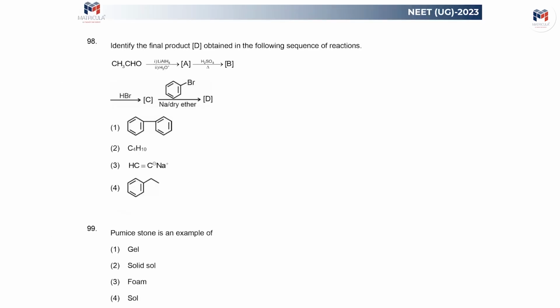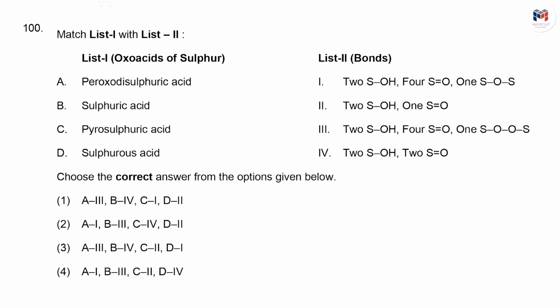Question number 98. Identify the final product D obtained in the following sequence of reactions. The answer is option number 4. Question number 99. Pumice stone is an example of. The answer is option 2, solid sol. Question number 100. Match list 1 with list 2. In list 1, oxides of sulfur are given and in list 2, bonds are written.